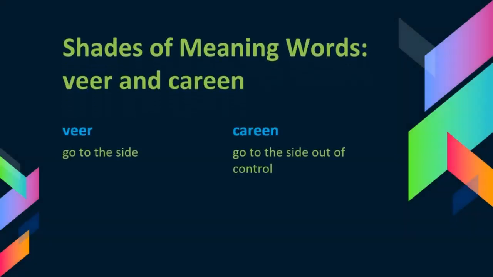And now let's look at our shades of meaning words for this lesson. Veer, which means to go to the side, and careen, which also means to go to the side, but to go to the side in a way that is completely out of control.